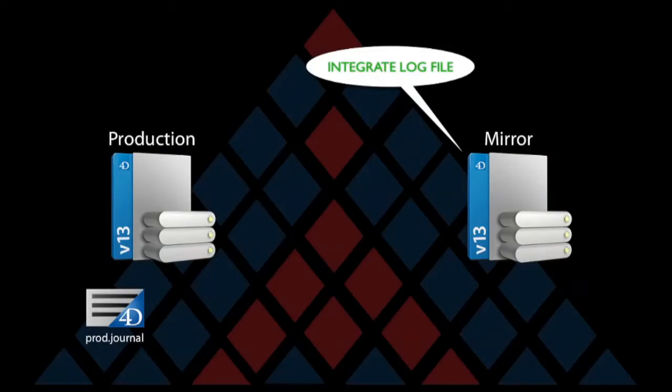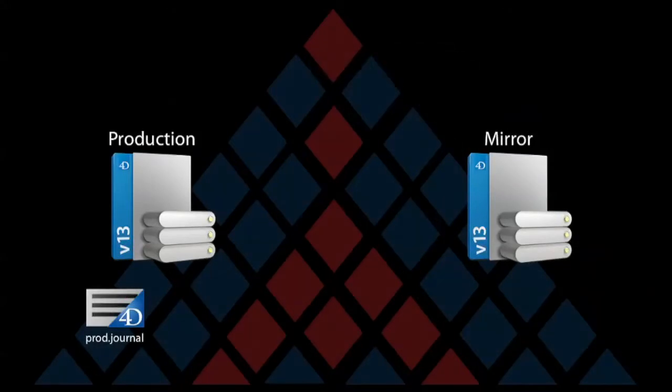The mirror integrates all of the changes that were within that segment, updating its data engine with the changes, so that the mirror is as up to date as the most recent segment it integrated.